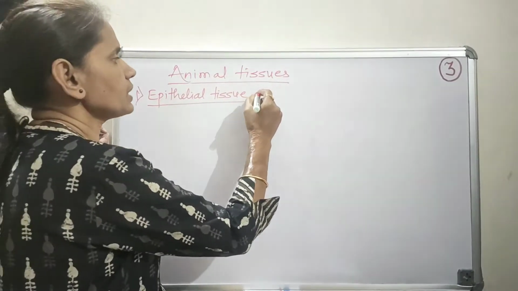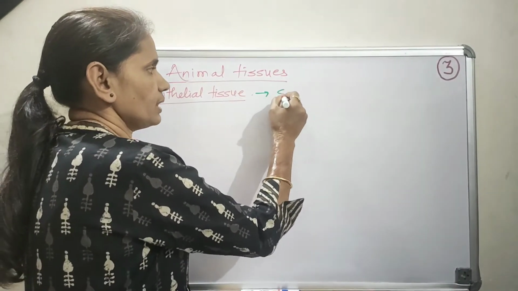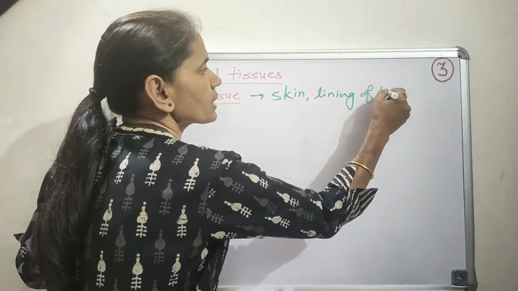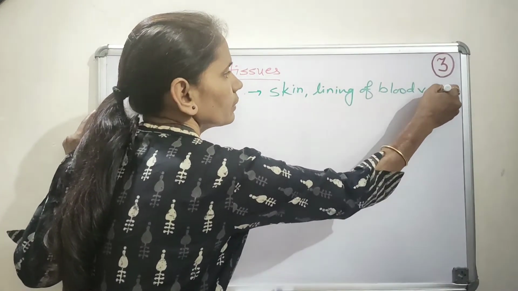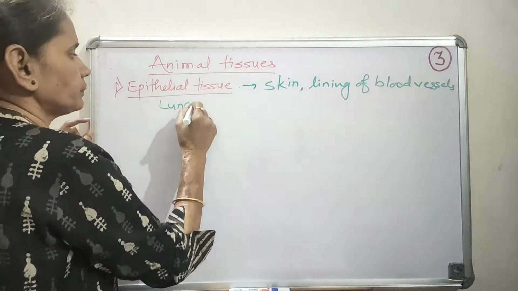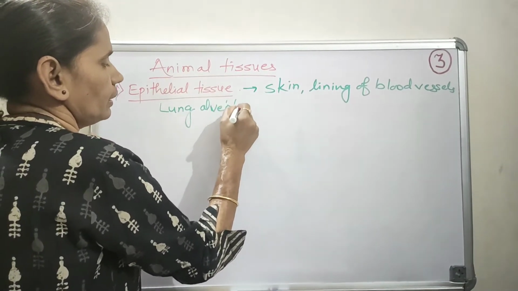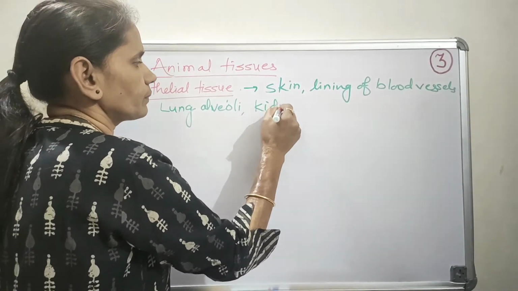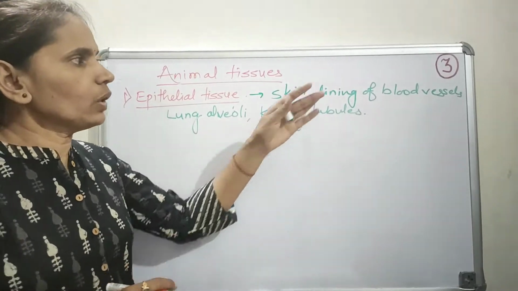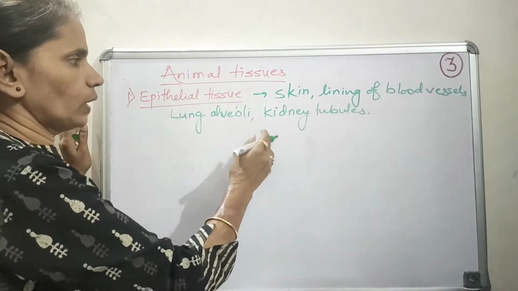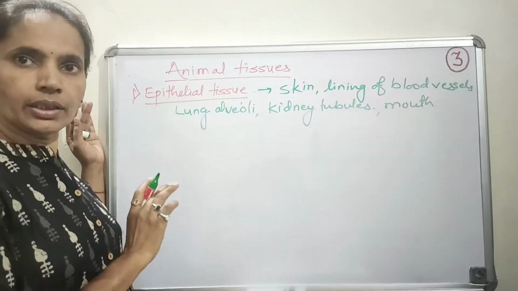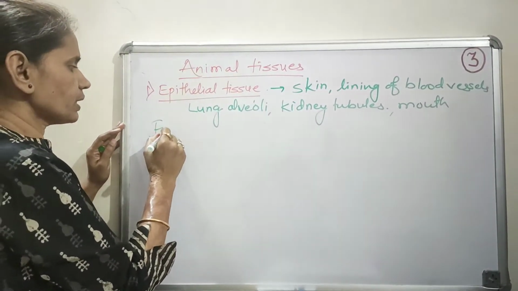The epithelial tissue is present in the skin, then the lining of blood vessels, then the lung and alveoli, kidney tubules, etc. So the skin, lining of blood vessels, lung, alveoli, kidney tubules, mouth, all these linings are made up of epithelial tissue. Now what is the exact function of this epithelial tissue?